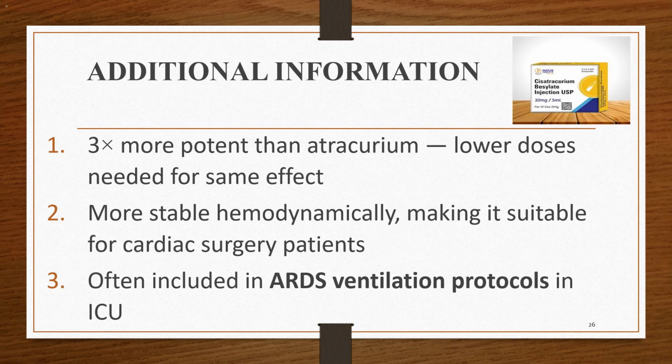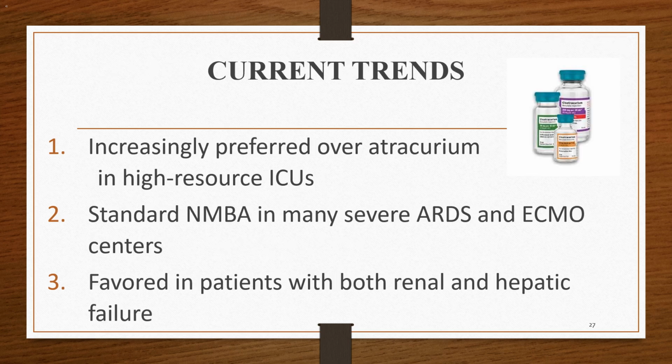3. It is often included in ARDS ventilation protocols in the ICU. Cisatracurium may be used in patients with acute respiratory distress syndrome (ARDS) in the ICU. Current trends in Cisatracurium use: it is gaining preference over Atracurium in high-resource ICUs, and here's why. 1. Preferred in high-resource ICUs. Cisatracurium is increasingly preferred due to its safety profile, minimal histamine release, and organ-independent metabolism.